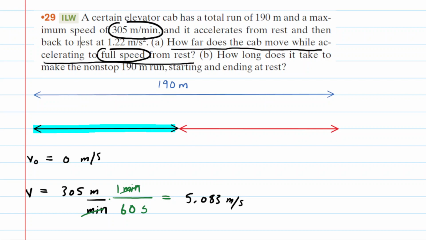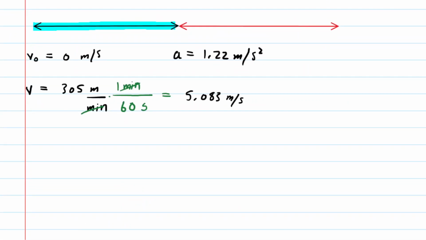We also know the acceleration is this 1.22 meters per second squared. So we can write that down as part of our list of known values. Now we're looking to calculate how far the cab travels in this first segment of its journey. So we're looking essentially here for delta x. Let's take a look at a relevant kinematics equation. Here it is right here. We can go ahead and plug in the known values that we listed above.